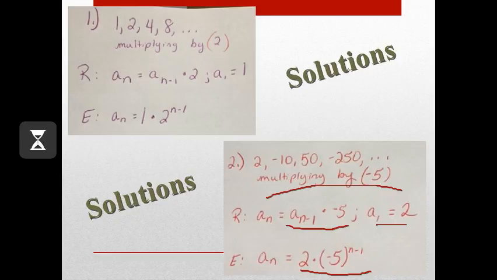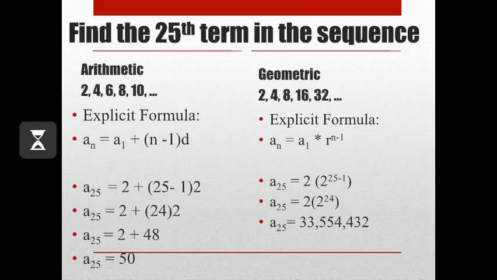Alright, so the reason you have your explicit formulas is so you can find any value in a sequence. So let's say we wanted to find the 25th term in these sequences. All you do, you substitute in 25 for n in your explicit formula. Work it out, and for your arithmetic sequence, you're going to end up with 50 in this case. And do the same thing over here with your geometric sequence. You can see here step by step you substitute in 25 for n once you have your explicit formula, and you end up with 33,554,432.